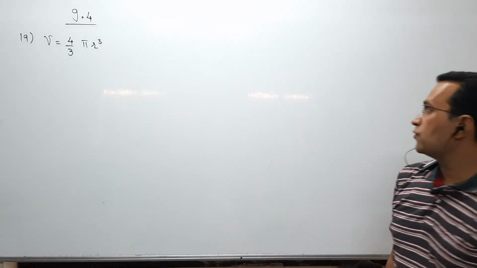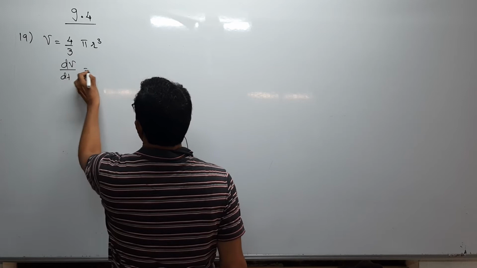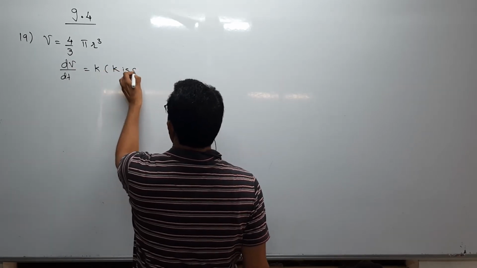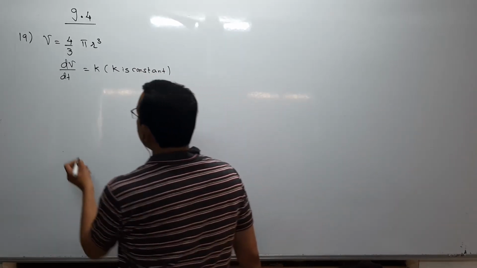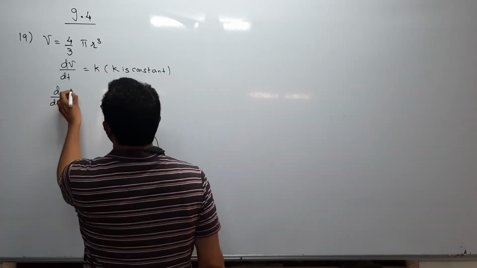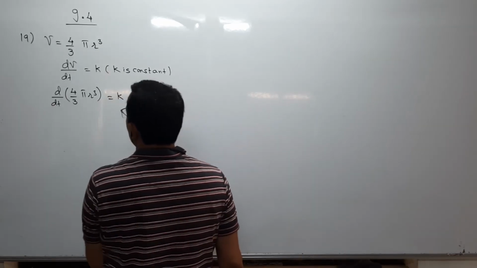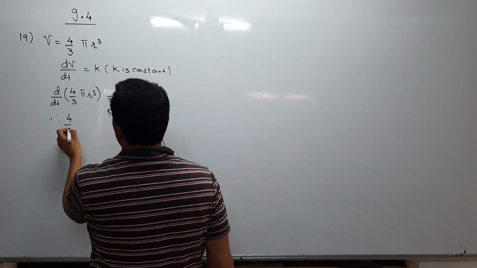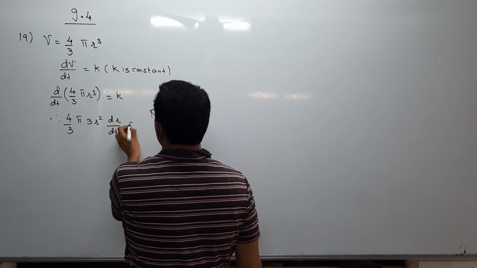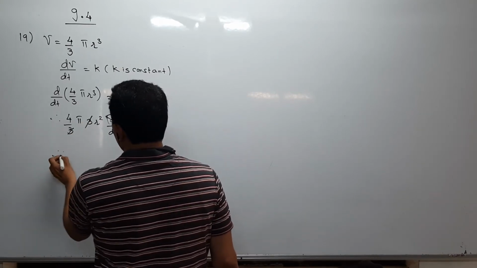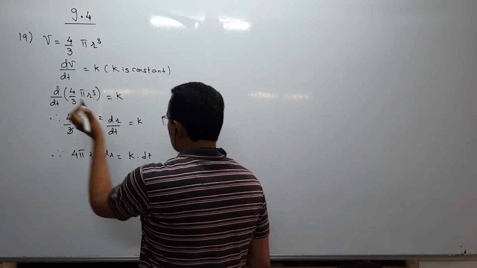The rate of change of volume is constant. We are given dV by dt is equal to k, where k is a real arbitrary constant. So d by dt of 4 by 3 pi r cube is equal to constant. So 4 by 3 pi 3r square dr by dt is equal to constant. 3 and 3 get cancelled. 4 pi r square dr is equal to k into dt.